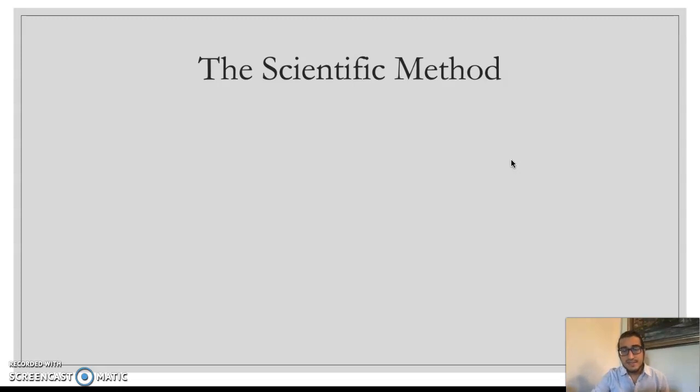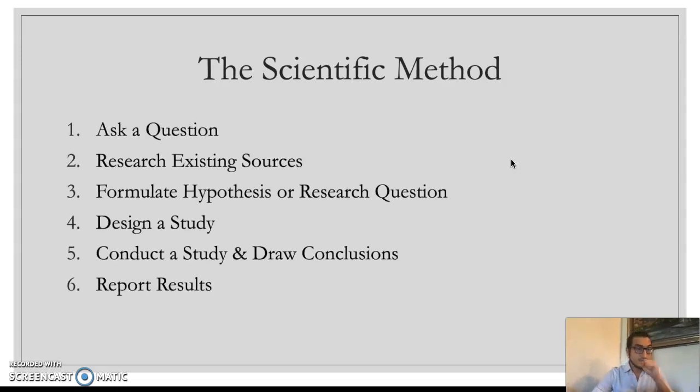So let's talk about the scientific method. Any researcher you talk to might say that there's a different number of stages in the scientific method. I'm following what the textbook suggests this week, which is a 6-tiered approach.